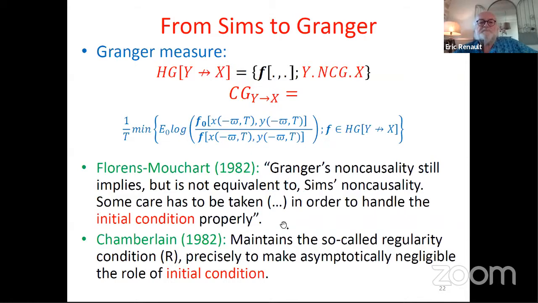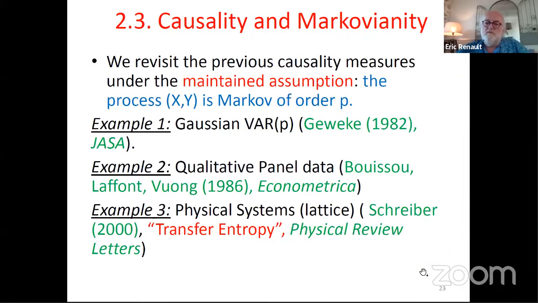Now let me go to the last part of my talk, to the point I want to make about the relation between causality and Markovianity. When people want to do inference on this, of course, they will be tempted to consider that they have an autoregression of order P.